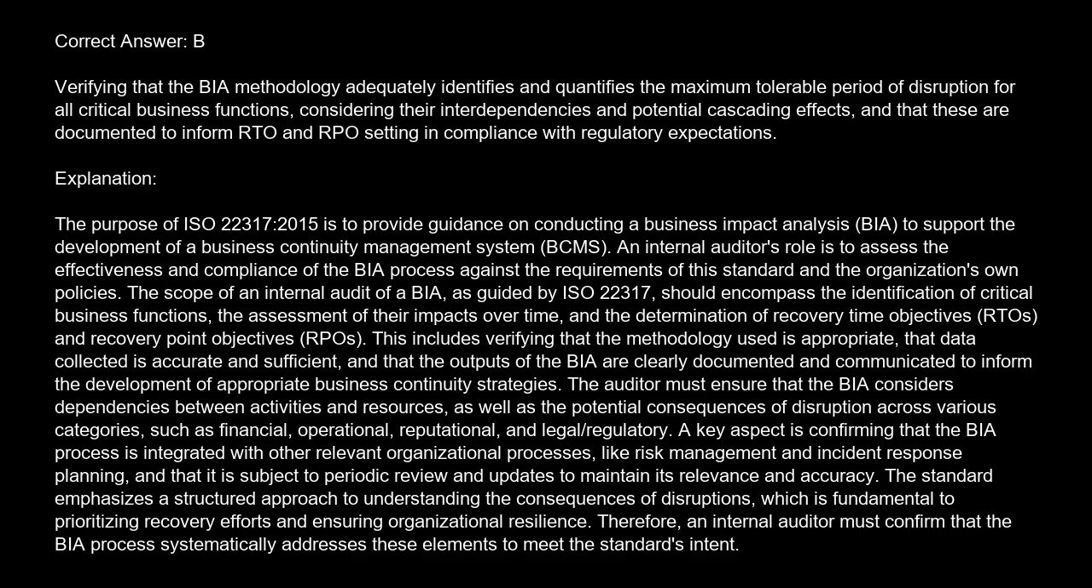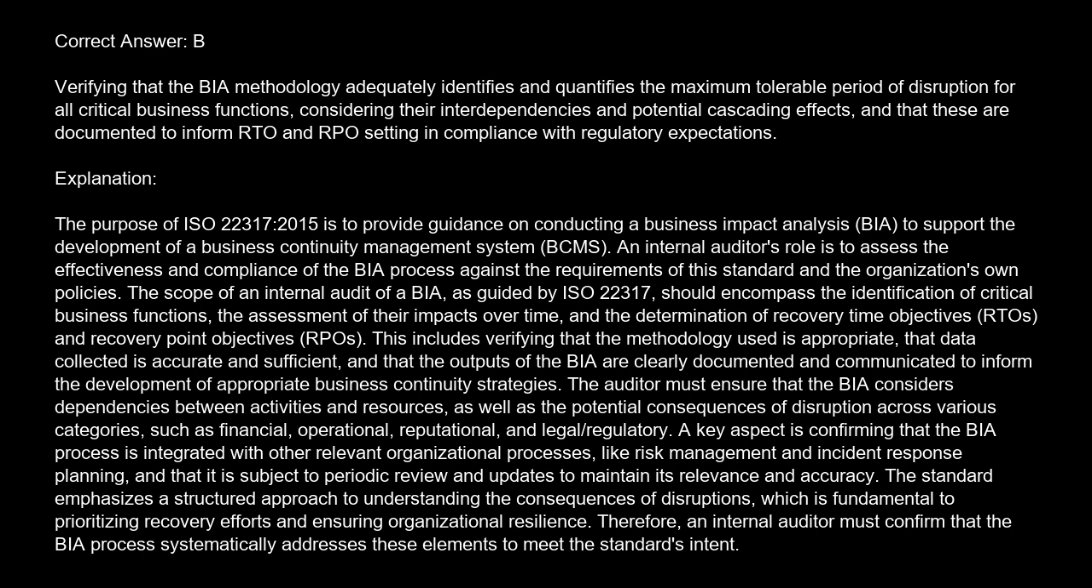The scope of an internal audit of a BIA, as guided by ISO 22317, should encompass the identification of critical business functions, the assessment of their impacts over time, and the determination of recovery time objectives, RTO, and recovery point objectives, RPO. This includes verifying that the methodology used is appropriate, that data collected is accurate and sufficient, and that the outputs of the BIA are clearly documented and communicated to inform the development of appropriate business continuity strategies.